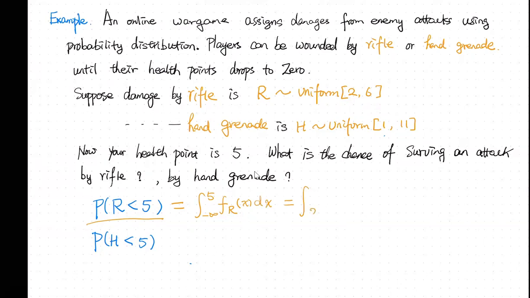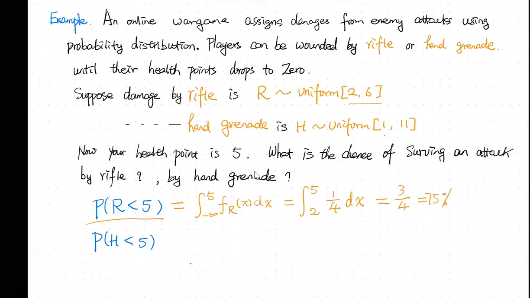equal to the integral from 2 to 5 of 1 over 4. 4 is the length of the interval, 2 to 6. And that equals 3 over 4, which is 75%. You have a 75% chance of surviving after a rifle attack.